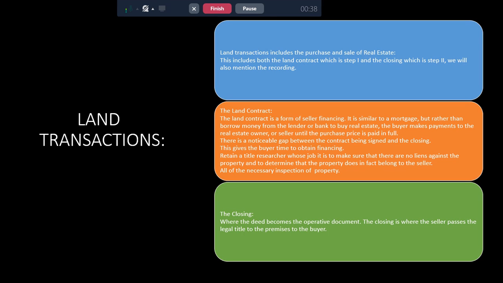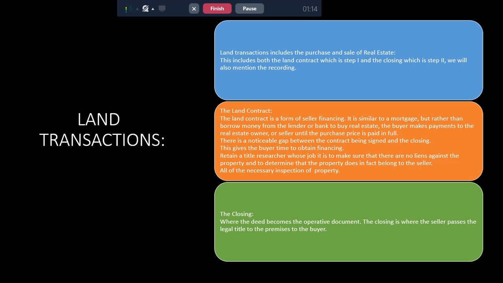Then now I want to discuss the land transaction. Land transaction includes the purchase and sale of real estate. This includes both the land contract, which is step one, the closing, which is step two, and I will also be mentioning the recording. The land contract is a form of seller financing. It is similar to a mortgage, but rather than borrow money from the lender or bank to buy real estate, the buyer makes payments to the real estate owner or seller until the purchase price is paid in full.